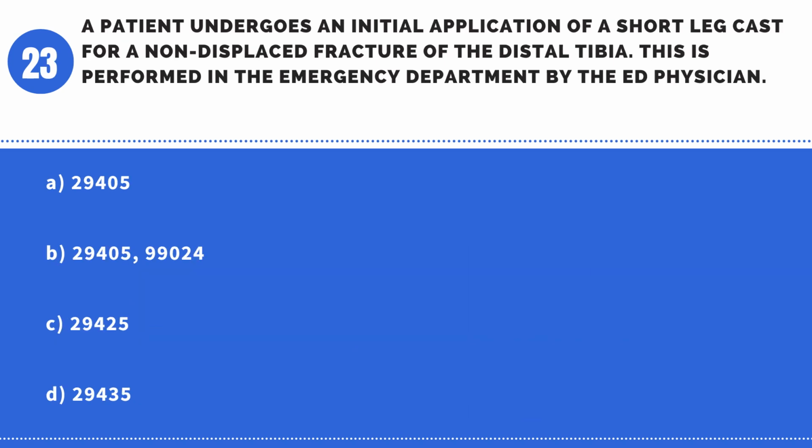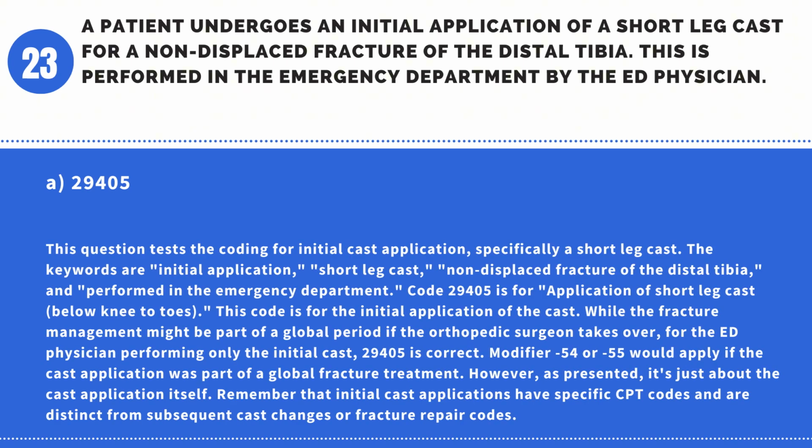Question 23. A patient undergoes an initial application of a short leg cast for a non-displaced fracture of the distal tibia. This is performed in the emergency department by the ED physician. A. 29,405. B. 29,405, 99,024. C. 29,425. D. 29,435. Answer A.